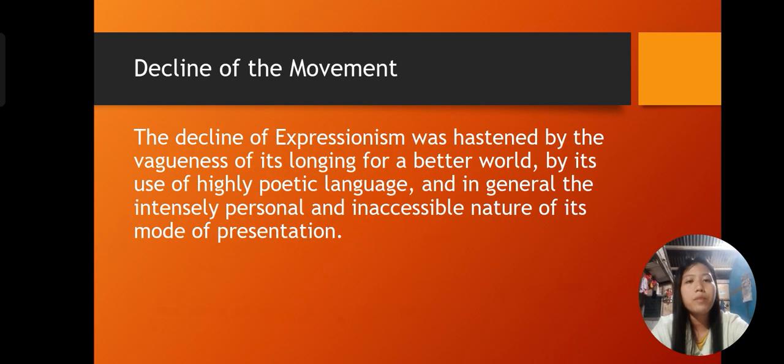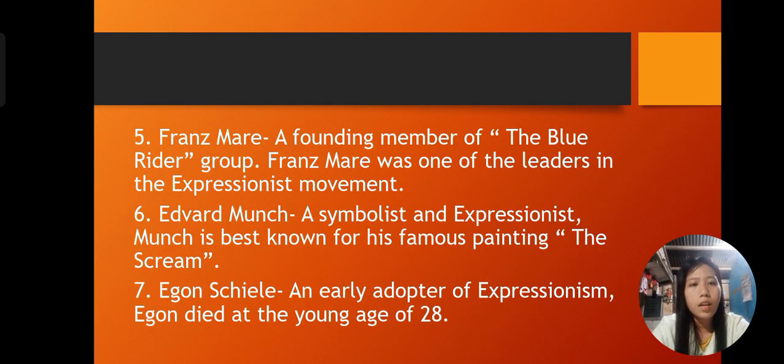Next is Edvard Munch, a symbolist and expressionist. Munch is best known for his famous painting The Scream. He is a Norwegian painter. His best known work, The Scream, has become one of the iconic images of world art. His childhood was overshadowed by illness, bereavement, and the dread of inheriting a mental condition that ran in his family.